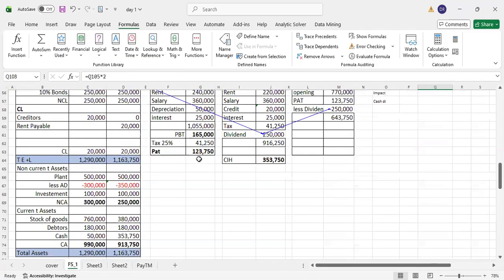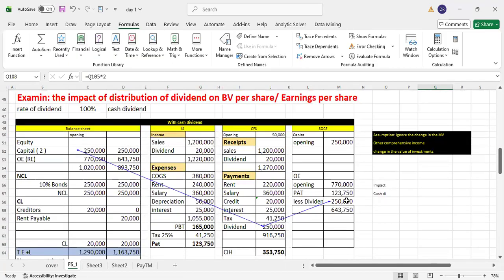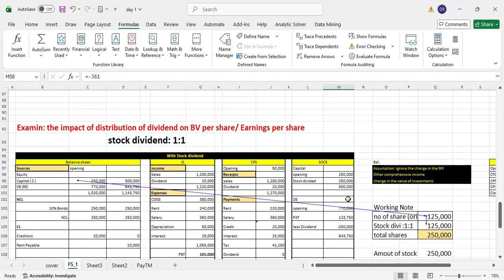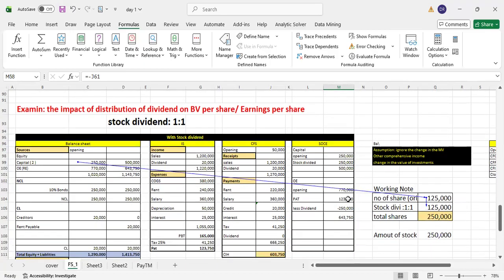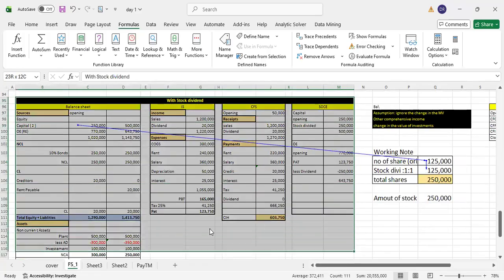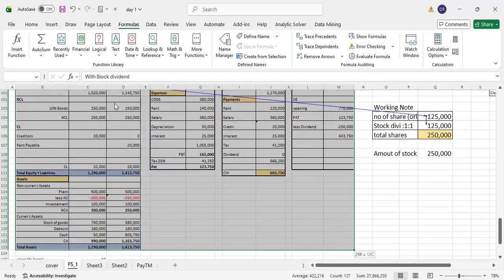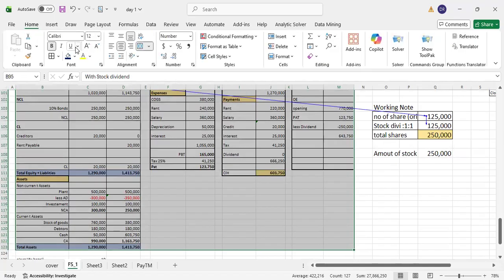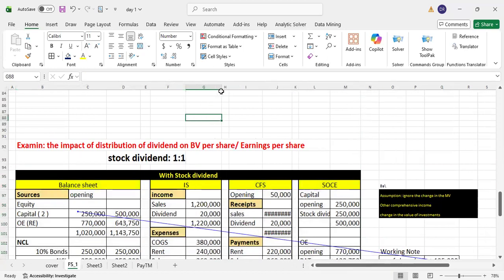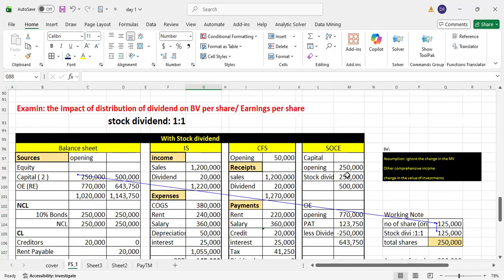Here also, we have the cash dividend of 250,000. The amount of dividend is same, only the method of distribution. There cash dividend, here stock dividend. So what happened to the financial statements? We can see that stock dividend will not have any effect on the cash flow statement, because stock dividend does not involve any outflow of cash.